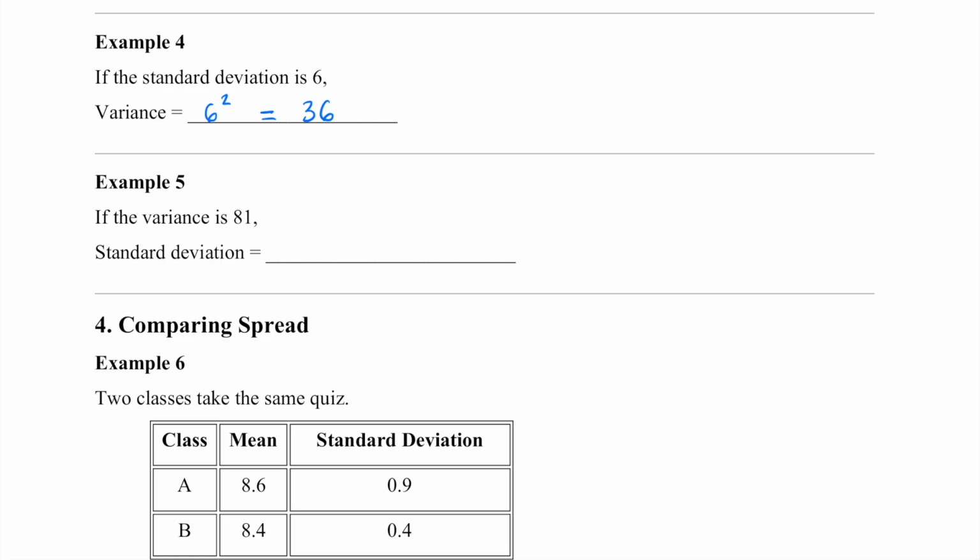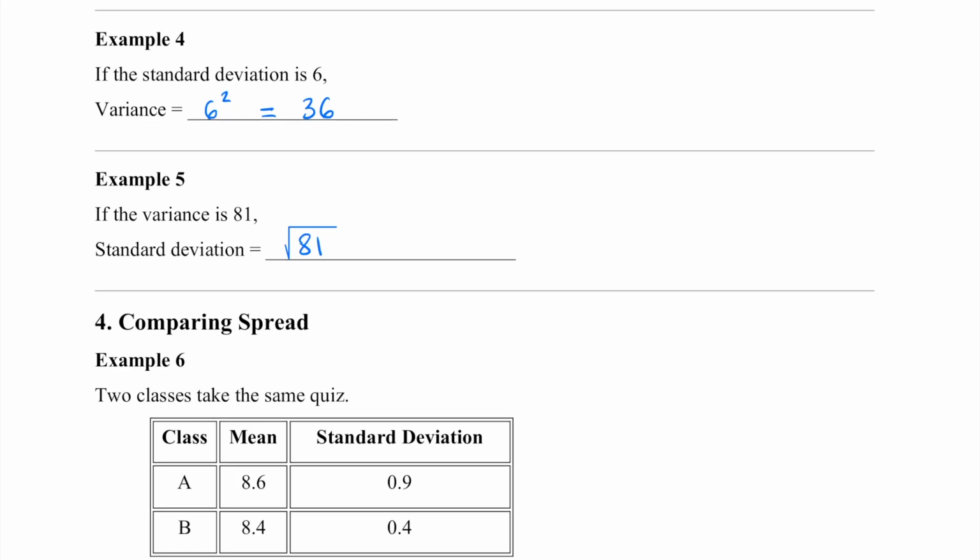Example 5. The variance is 81, and we want to find the standard deviation. To find the standard deviation, we take the square root of the variance. So the standard deviation is the square root of 81, which is 9.